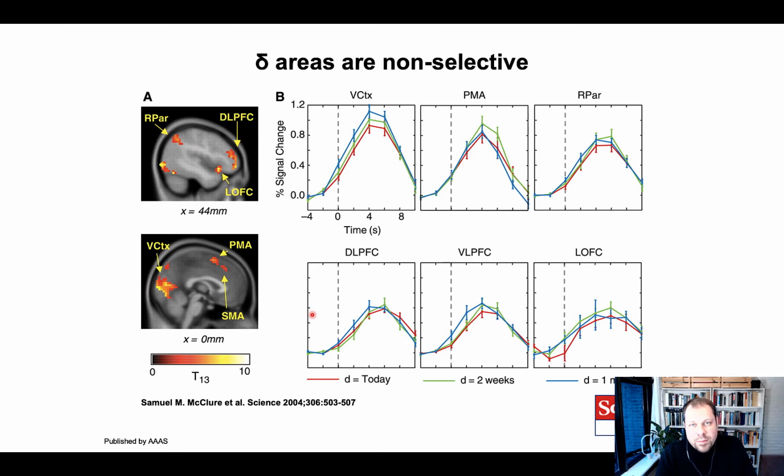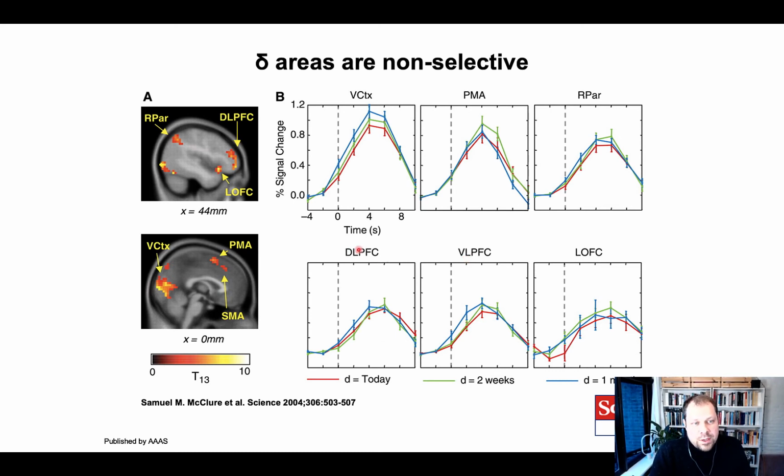decisions that may be more delayed in time. The regions that were involved are also interesting. They involve the dorsolateral prefrontal cortex and the ventrolateral prefrontal cortex, which are both regions that we have encountered before, namely as regions that encode cognitive control.